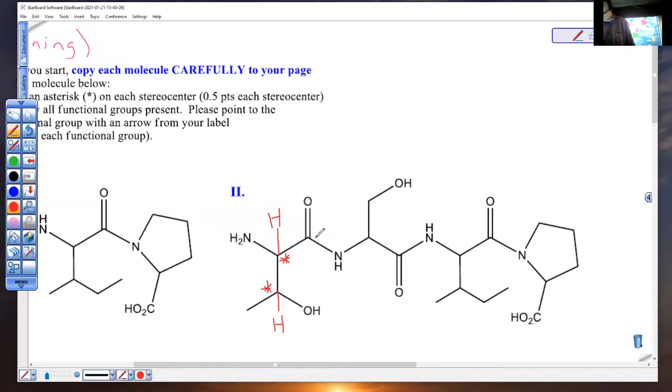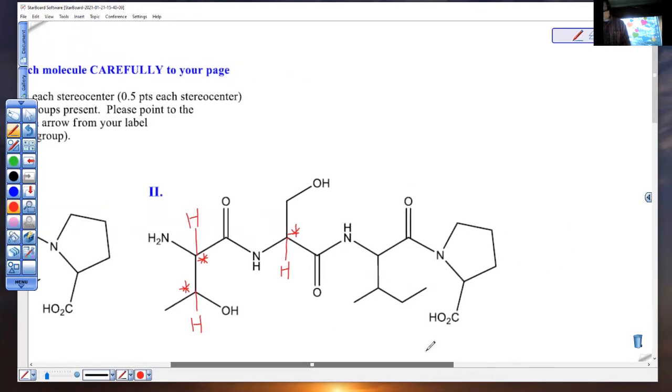An sp2 carbon will never be a stereocenter because it only has 3 things attached to it. How can you have 4 different groups when you only have 3 things attached? You can't. With this hydrogen here, that makes this a stereocenter. I don't have to draw the hydrogen there to show it's a stereocenter. It's there. Do not put an asterisk here. There's 2 identical H's. You need 4 different substituents.